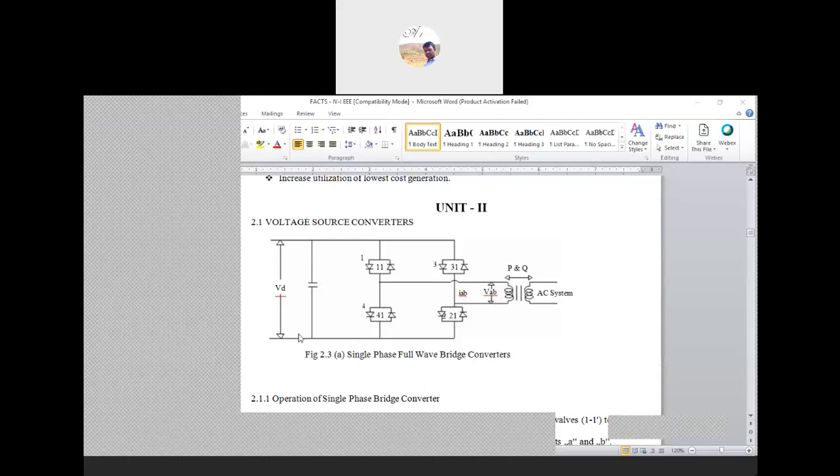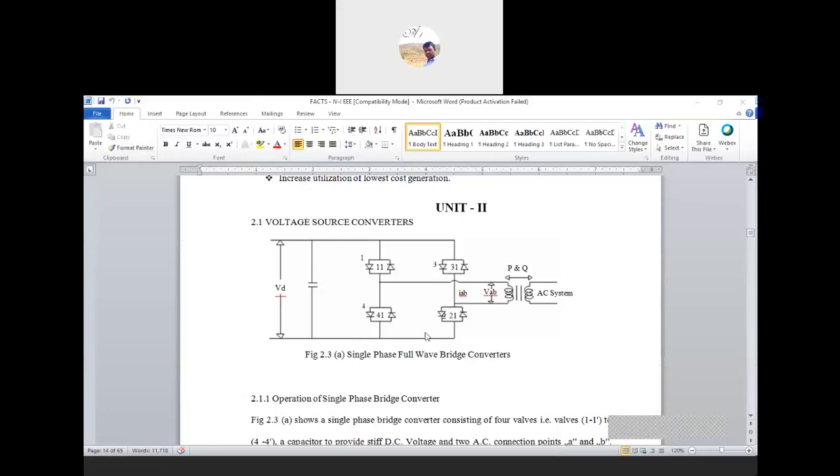At the first instant, we switch on the first and second thyristor. At this time, current will flow like this. This is for the first instant.